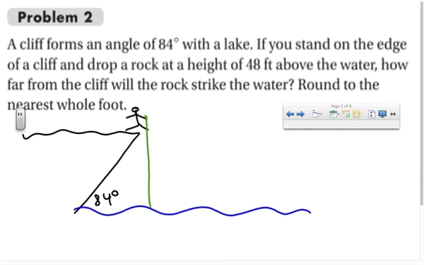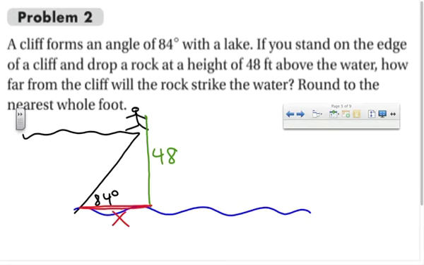Now, the height of where I'm dropping the rock is 48. And what I'm trying to find out is how far from the cliff the rock will strike the water. So here is my x. We have to use trigonometry in order to find that value. Before we use the trigonometry, though, we have to define what trig ratio we're going to use here. And here's the thought process of how you do that.